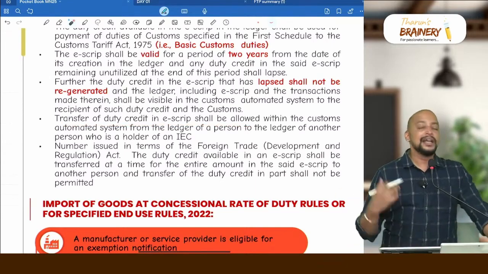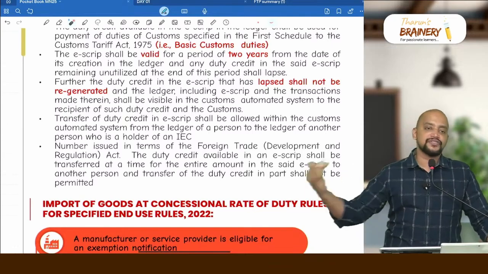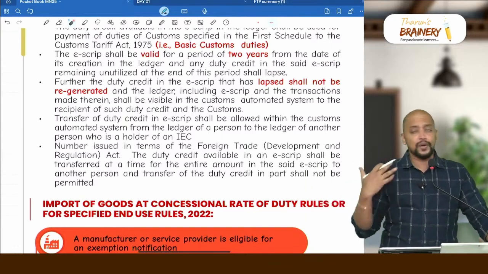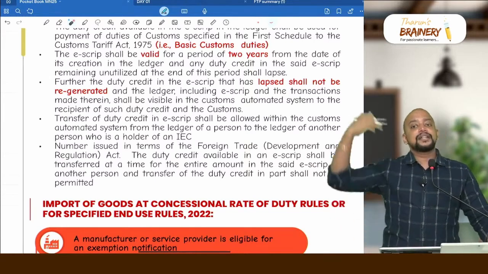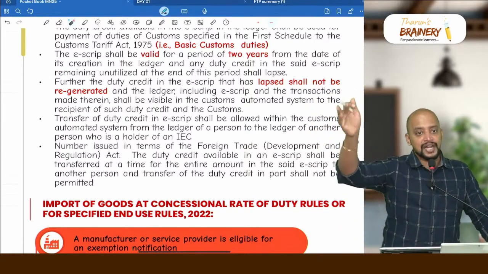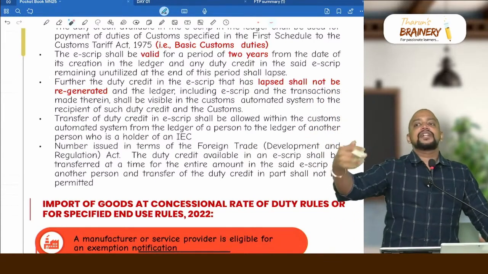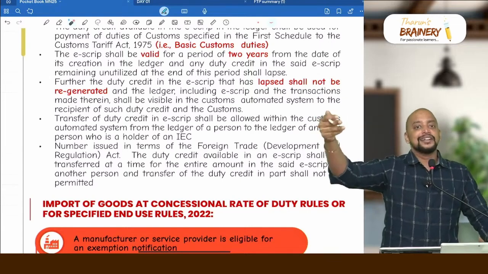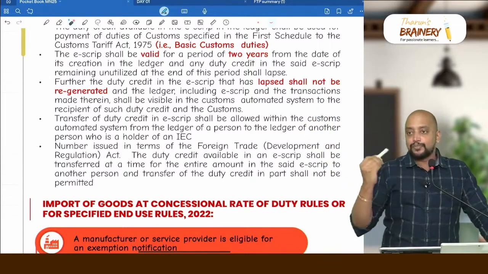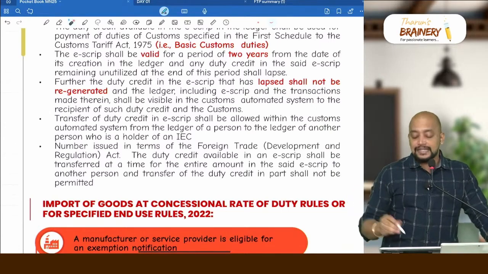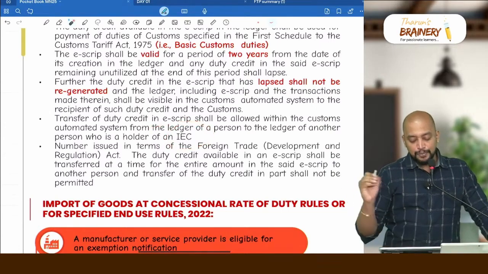Transfer of duty credit in e-script shall be allowed within the customs automated system. Means, for example, I have imports, I can use this for payment of basic customs duty on import. What if I don't have imports? Then I can transfer this e-script to some other person, but that person should also be an importer having an IEC. So when I transfer that, the other person can use it for payment of his basic customs duty on import. But both should be IEC holders. IEC refers to import export code.